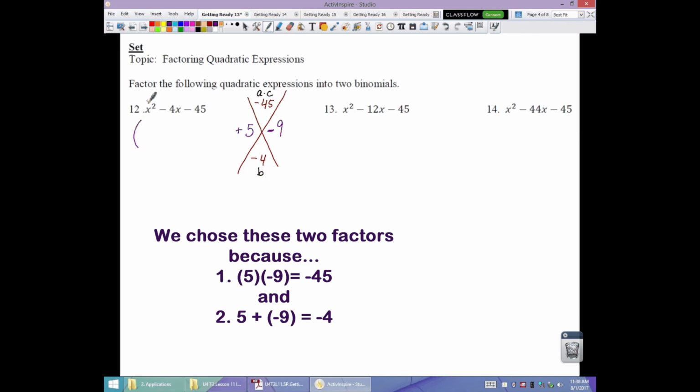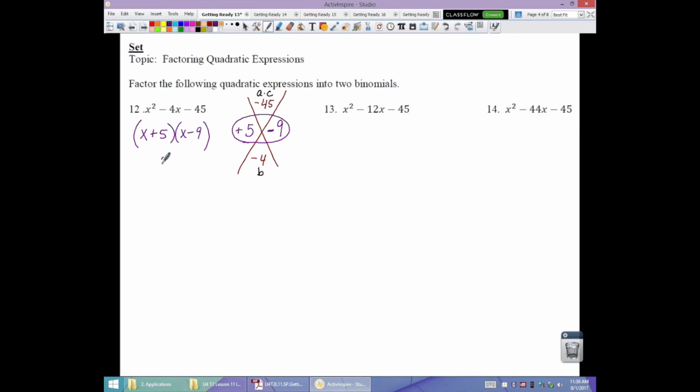So whenever we do not have any coefficient, or whenever the coefficient of x squared is 1, then these two factors we found can jump right into the factored form: x plus 5 and x minus 9. And of course, the order you write those doesn't matter. So if you wrote x minus 9 times x plus 5, that's exactly the same thing.